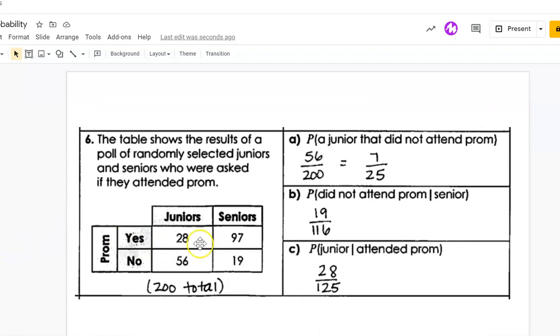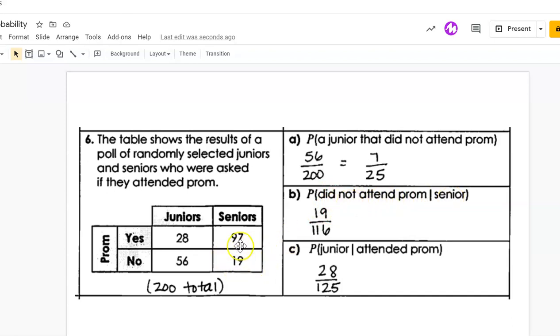Here's another example that is not a note card, but this shows the results of randomly selected juniors and seniors who were asked if they attended prom. So did they, yes or no? Here's the data. There's 200 total. What's the probability that they're a junior and they did not attend prom? This is not a given that, okay? So a junior that did not would be 56 out of the 200 total. Part B, the probability that they did not attend prom given that they're a senior, okay? So what's the probability they did not attend the prom and they're a senior?